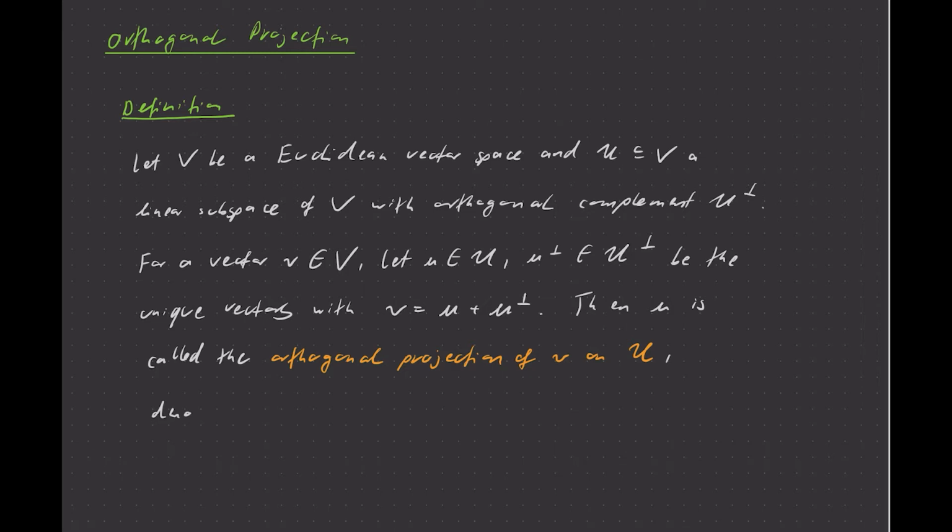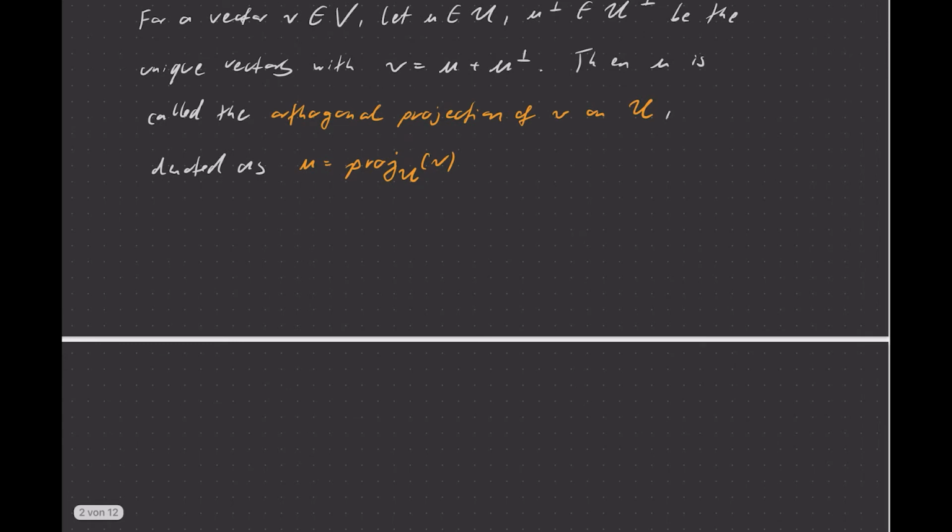And it will usually be denoted as U equals the projection of V onto U, like this. Furthermore, this projection, of course, defines a mapping from V into U. And this is also referred to as the orthogonal projection on U.